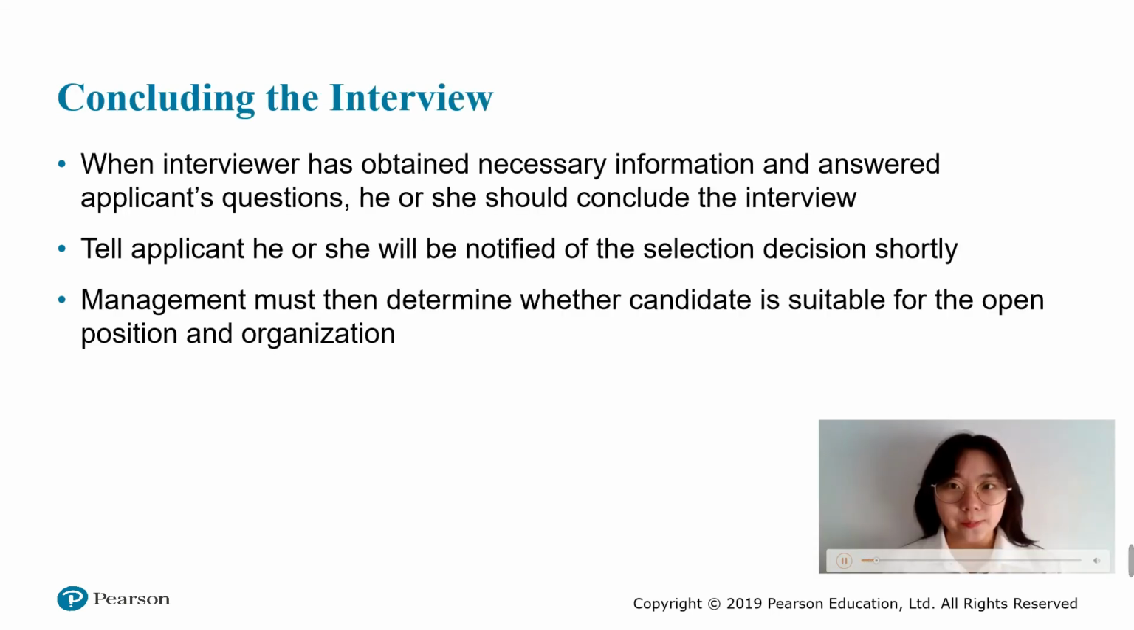I'm going to talk about when the interview is over and what to do once it is over. The interview ends when the interviewer has the necessary information and has answered the applicant's questions. Tell the applicant that the results will be announced soon. Management must determine whether the applicant is suitable for the position and organization.